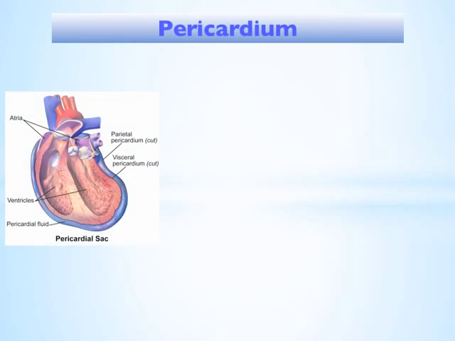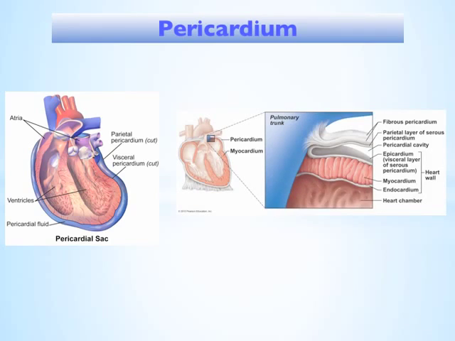Now the pericardium is a sac in which the heart moves. It's made up of an outer layer called the parietal pericardium, an inner layer which is closely attached to the outer muscle layer of the heart called the visceral pericardium. And between the two is a space in which there's pericardial fluid, and this fluid allows those two surfaces to move against each other freely.